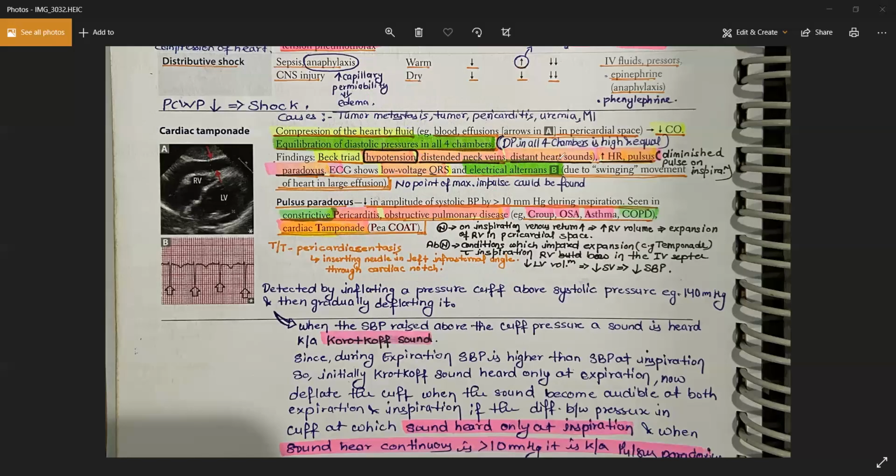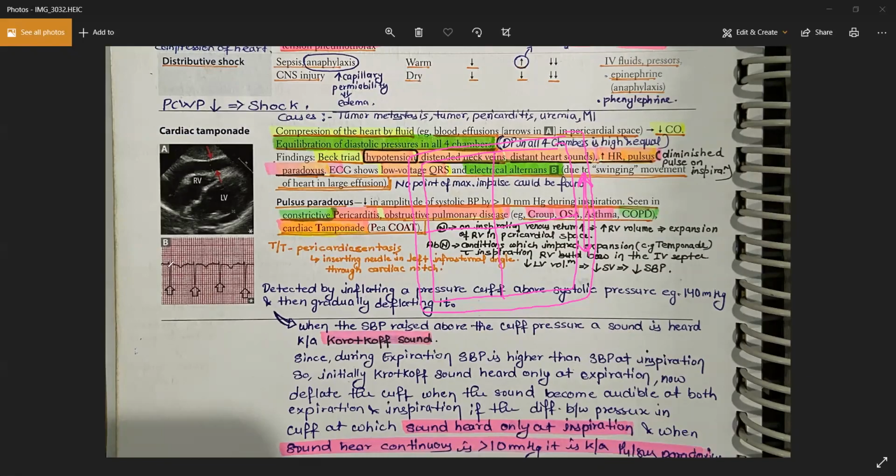Because of this, this is a pericardium, and it is filled with fluid. Whenever your ventricles contract, the fluid which is around the atria will go into the pericardium around the ventricles. And whenever the ventricles relax, the fluid around the ventricles in the pericardial space will go into the atria. So because of the swinging movement of the large effusion, you will see this electrical alternans.